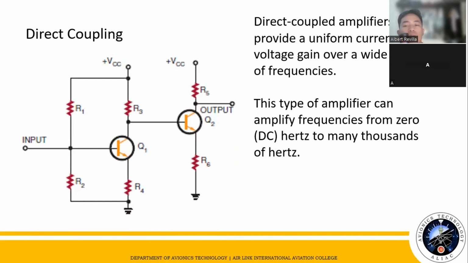So a drawback of direct coupled amplifier is that they are not stable. So any change in the output current of the first stage is amplified by the second stage. So this occurs because the second stage is essentially biased by the first stage. So to improve the stability requires the use of expensive precision components.